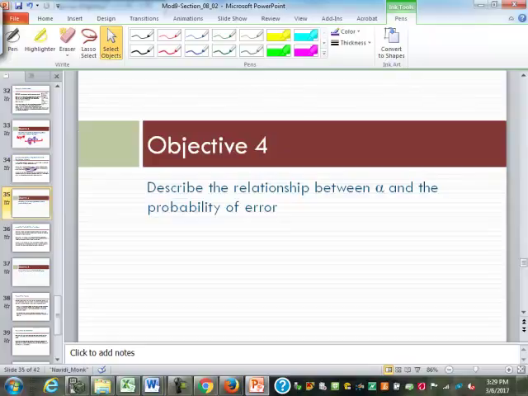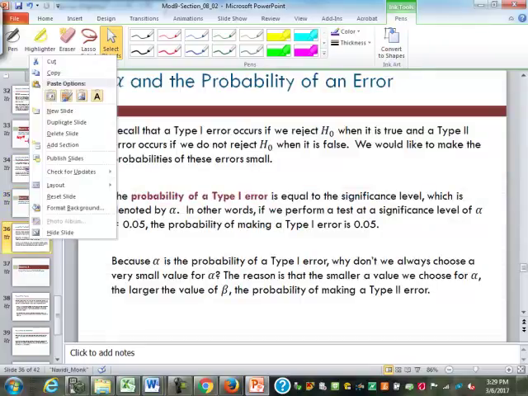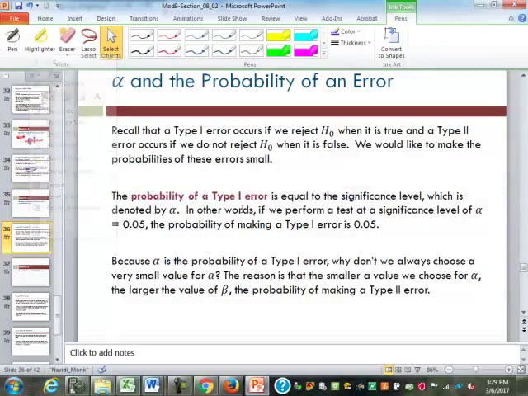Describe the relationship between alpha and the probability of error. Well, alpha is your probability of a type 1 error. The probability that you will reject the null hypothesis, even if it is true, is going to be alpha. I mean, we have to leave that door open, otherwise we'd never reject anything and nothing would ever change. The smaller alpha is, the less likely that we will commit that type 1 error. Alpha is the probability of a type 1 error. So making it smaller means that we're protecting the null hypothesis.